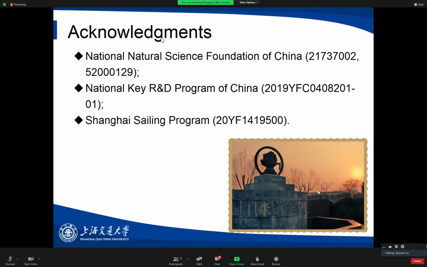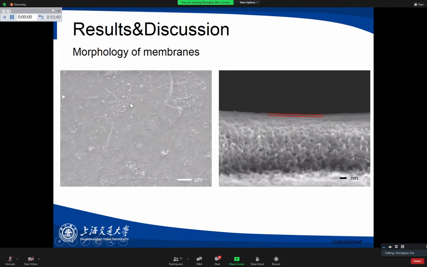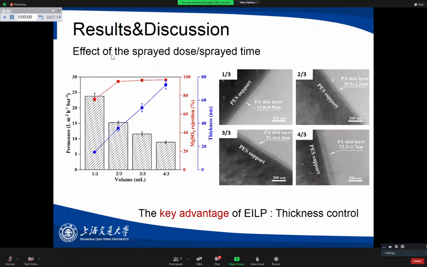Oh, Professor Ma, I have one question. What is the usual thickness of the membrane you prepared? The thickness of the membrane you usually prepare. About 50 nanometers. Okay, thank you very much.